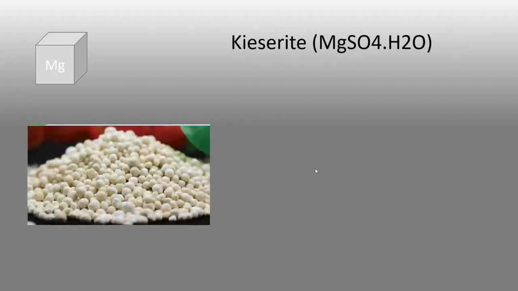Next is kieserite. It is in sulfate form, and it is named after the founder Kaiser, who is from Germany, and this type of ore is generally found in Germany.